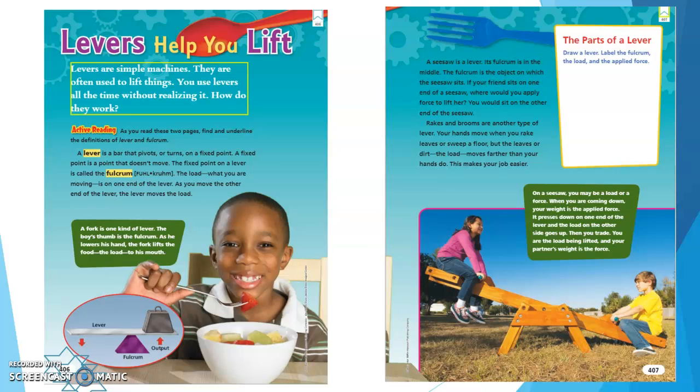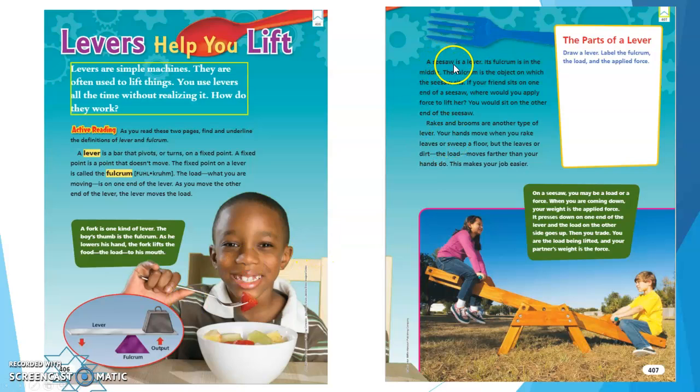A fork is one kind of lever. The boy's thumb is the fulcrum. As he lowers his hand, the fork lifts the food, the load, to his mouth. We have here this picture. Lever, output, and fulcrum. He's using the thumb, and when he moves the fork, that is the lever, this is the load, and this is the fulcrum.